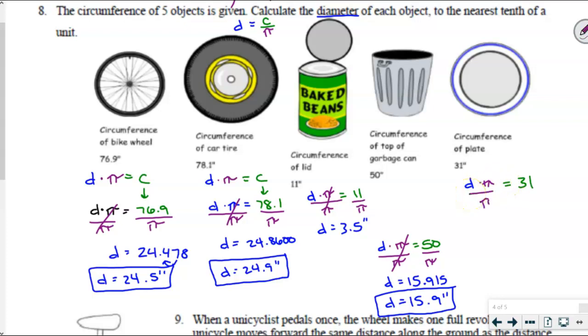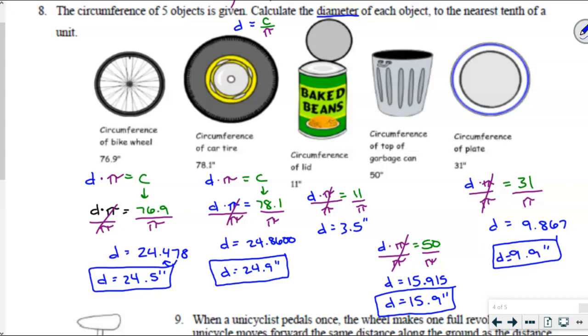Divide both sides by pi. And what did you get when you did 31 divided by pi? 3.8. Try again. Tell me what you got. Okay, and so when I round, what is 9.867? What does that round to? 9.9 inches. Great.